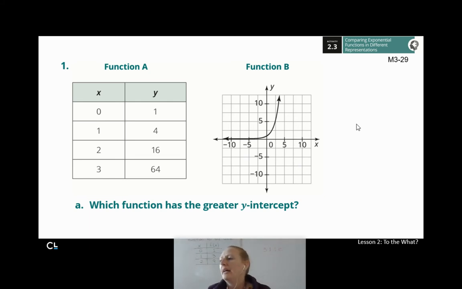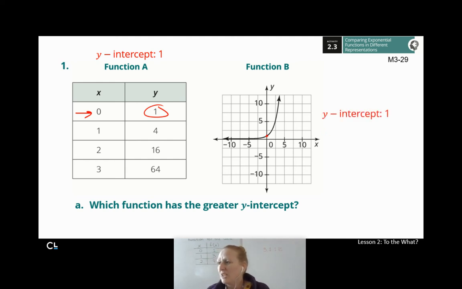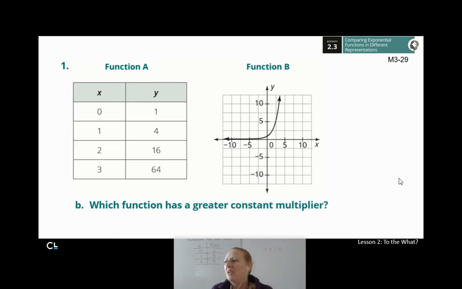All right, so y-intercept, right? I'm looking for that y-intercept. So I'm looking for where x equals 0. So it looks like the y-intercept for function A is 1. And then I was looking at this one and I can see my y-intercept is right there. It looks like my y-intercept here also hits my y-axis at 1. So which function has the greater y-intercept? Neither. They have the same y-intercept. They both have a y-intercept of 1. So I guess we didn't have one that was greater than the other.